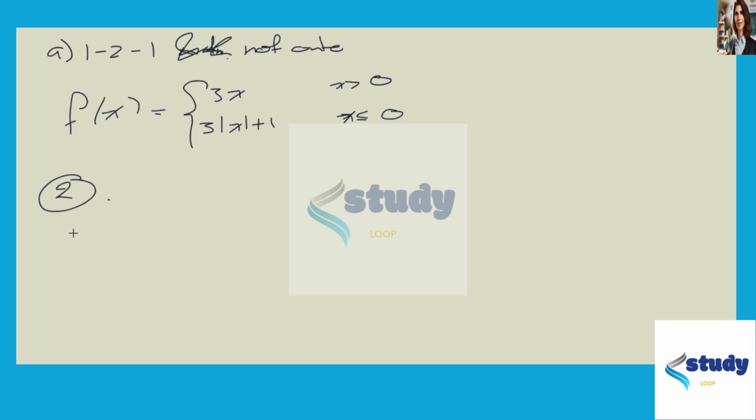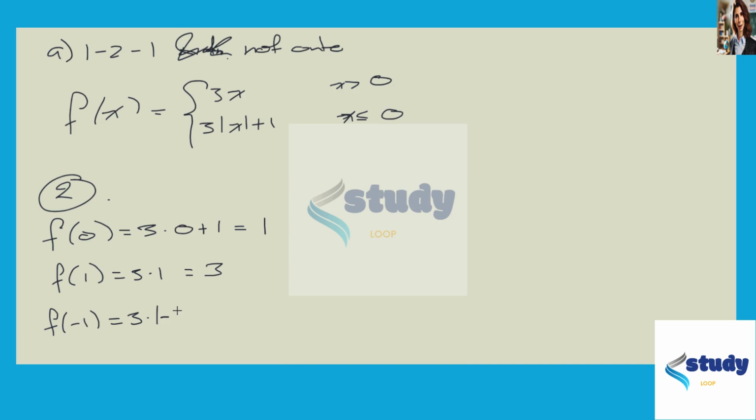To see why, we'll just put in numbers. F of 0 gives you, because it's 0, we have to use the bottom one. So that's 3 times 0 plus 1, which gives you 1. F of 1, you use the first one, so it's just 3 times 1, which gives you 3. F of minus 1, because it's negative, we have to use the bottom one. So 3 times absolute value of minus 1 plus 1. This is 3 times 1 plus 1, so this is just 4.